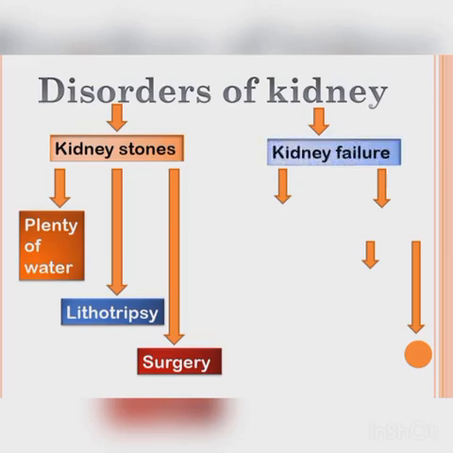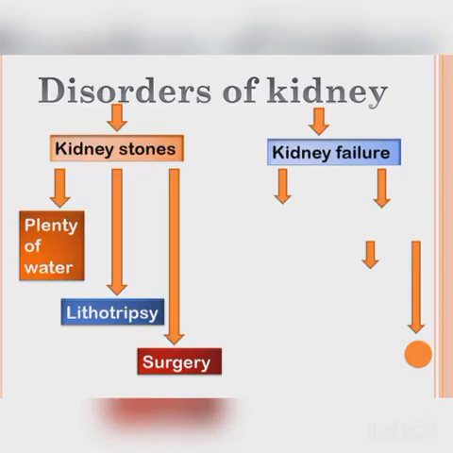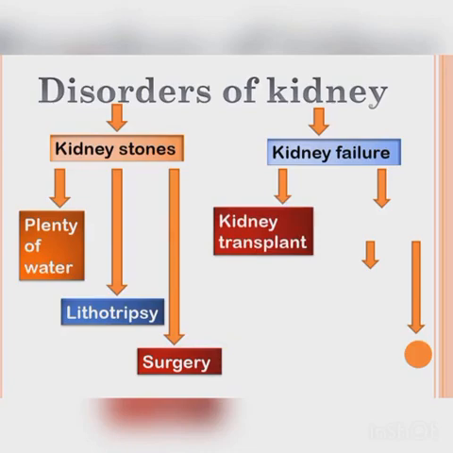Kidney failure. If the kidney failure occur due to any infection or diabetes mellitus or hypertension, then the working of the kidney stops. So in this case, the treatment could be kidney transplant, means the transplantation of another kidney from the donor to the patient body. Second is dialysis.